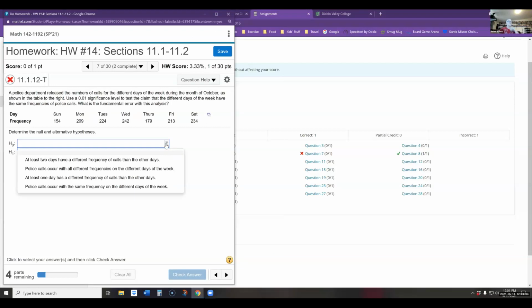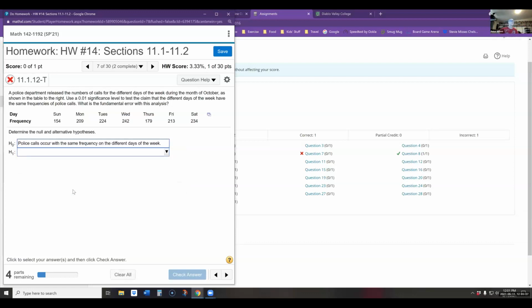Null hypothesis, at least 2 days have a difference. So the null hypothesis is always about the observed values being equal to what you expected. And the statement in our claim in this case is that we expect them to be all equal to each other. So that should be the null hypothesis. Police calls occur with all different? No. At least one day was different? No. Police calls occur with the same frequency on the different days of the week. So that's our null hypothesis.